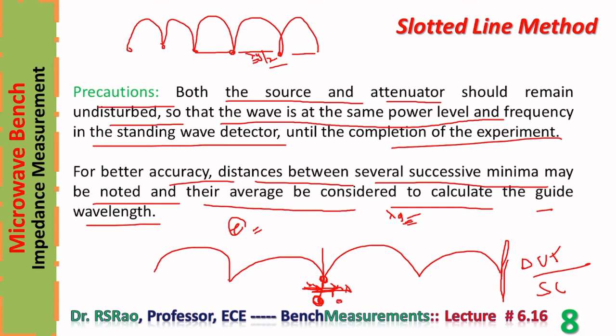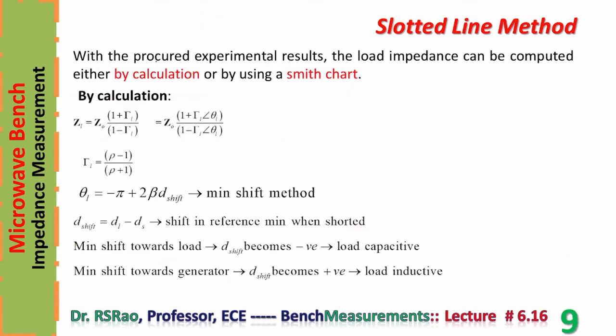If you find the minimum this side, load side, measure the distance, the shift, and give appropriate sign to it. You may find the minimum on the source side, somewhere here. Then measure the distance and give appropriate sign to it. Now, after completing the experimental procedure, you can calculate the impedance either by analytical means or by using a Smith chart.